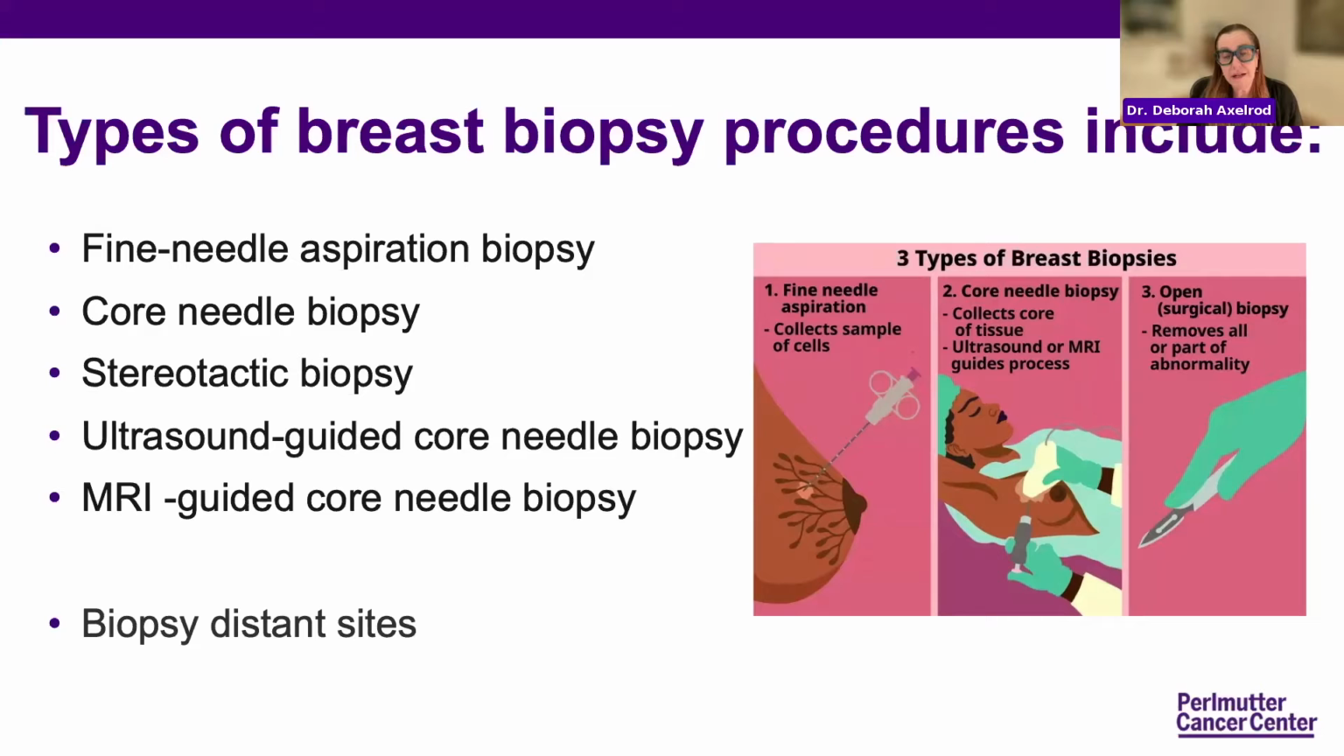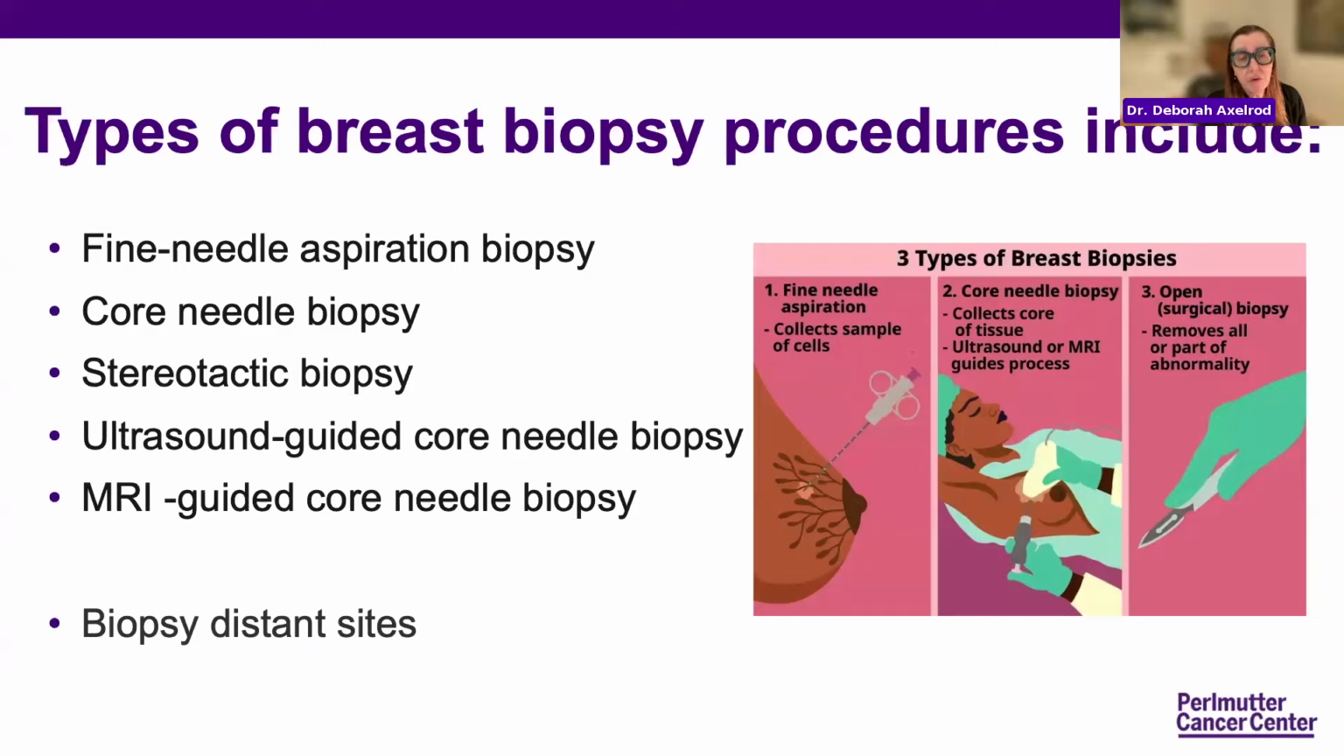We take a needle, we put it in a lump that we can feel, we plate it off on slides, and we have a pathologist look at it right away, and we pretty much have an answer. But we don't really see the architecture. So we like to see the architecture of what we're looking at, not just cells. And that's where the core needle biopsy comes in.